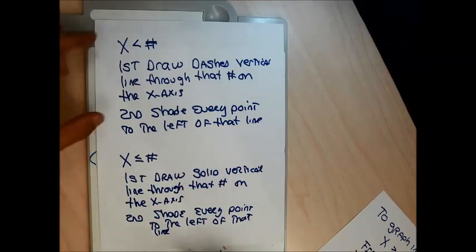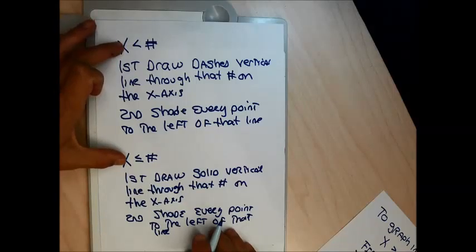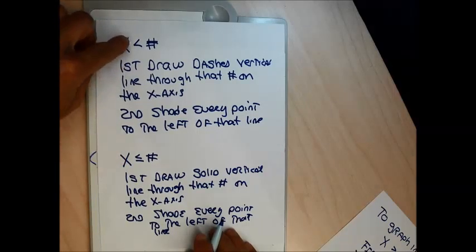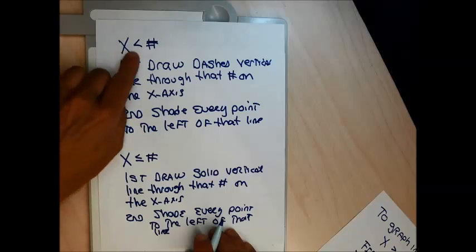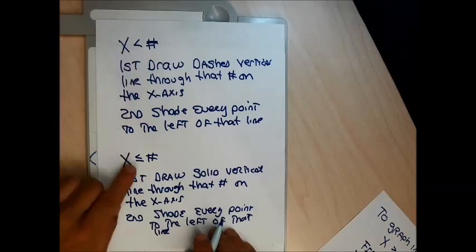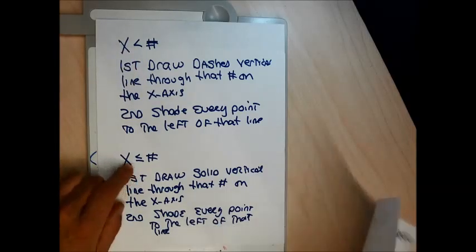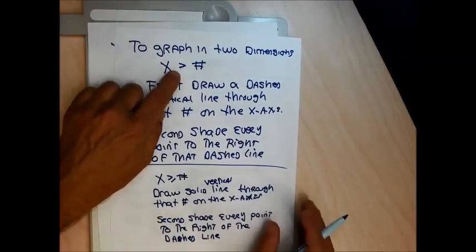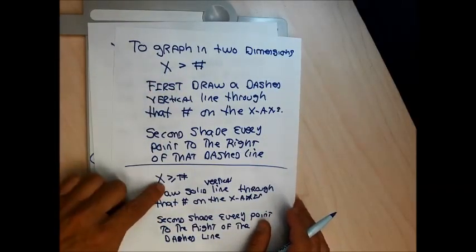So for x's, less thans are left, greater thans are right. Less than without an or equal to is dashed. Less than with an or equal to is solid. Greater than without an or equal to is dashed. Greater than with an equal to is solid.